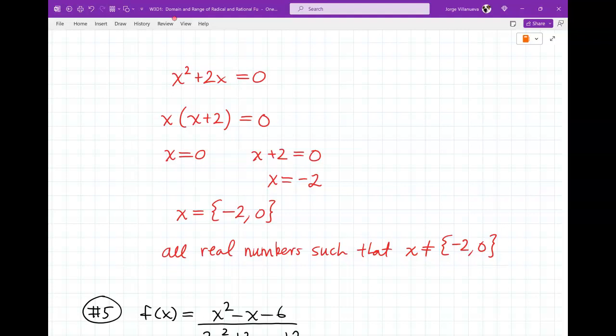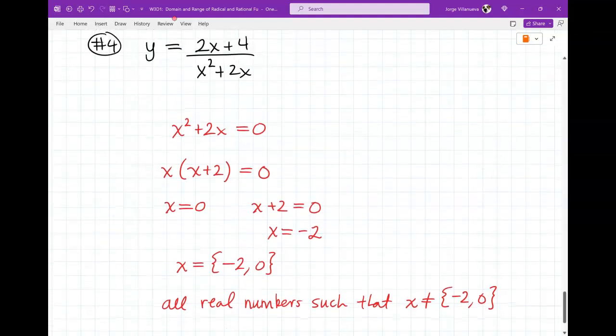Because if I let it equal 0 or if I let it equal negative 2, if I plug in a 0 into that equation, on top I get 4, on the bottom I get 0. You're not supposed to divide by 0, right? So 0 causes a problem. If I plug in a negative 2, I get 0 divided by 0. Again, that's a problem. I can't divide by 0.